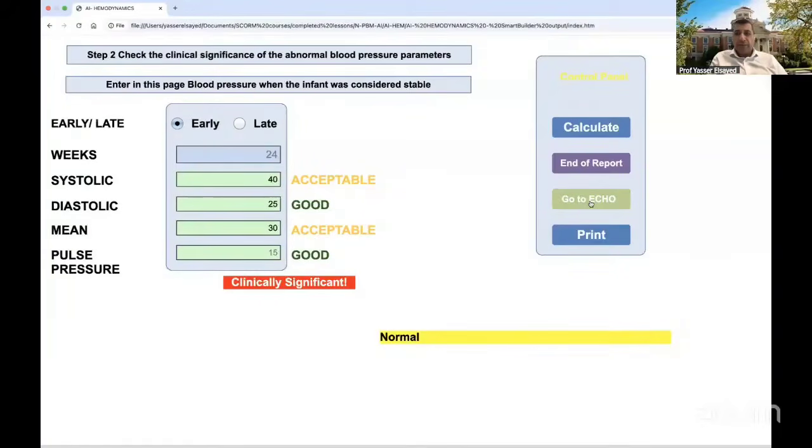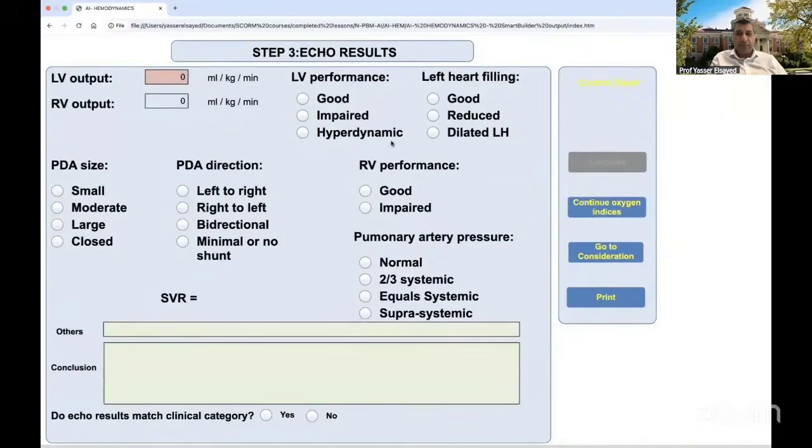Now we can go to the echocardiography, and if you do echo, you can just highlight the points that you need in this calculator, and the calculator will give you the values for other things. For example, the echocardiography showed low cardiac output. In this example it was 55 for left cardiac output, 60 for right, and filling was reduced. Left ventricle performance was impaired. RV performance was impaired as well. There is no PDA and no pulmonary hypertension.